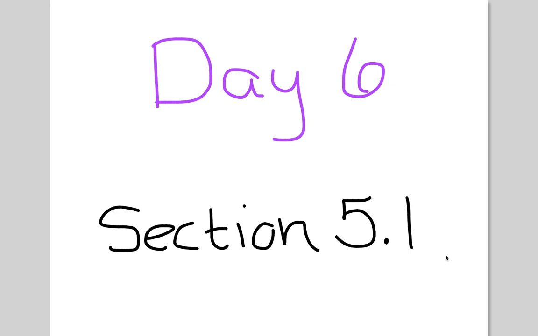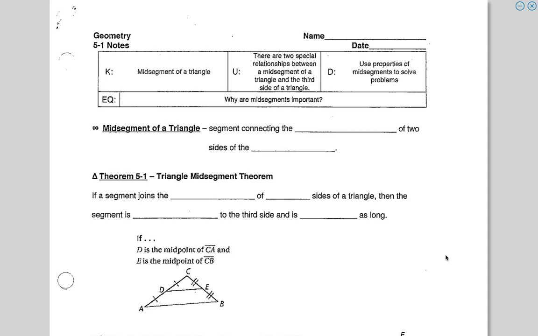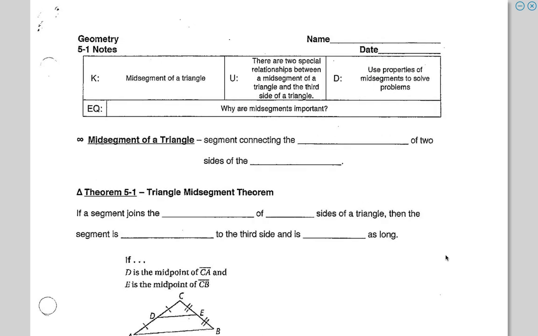All right, welcome to day 6, and we're going to get started here in chapter 5, section 5.1. In 5.1, what we are going to focus on are the inner workings of a triangle. I know we just came out of a different section for chapter 12, which was circles. Remember, we are going back to chapter 5, and this time we're going to work with triangles.